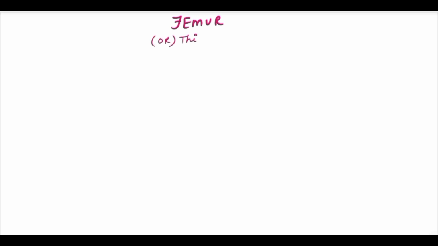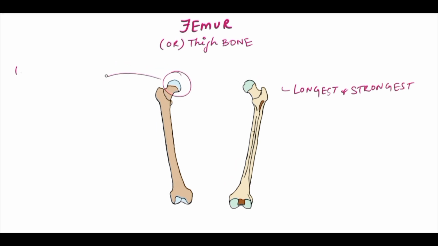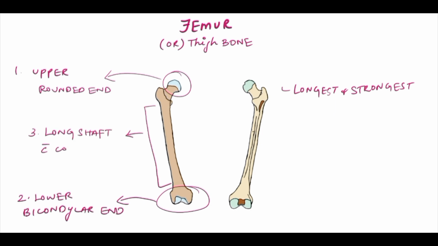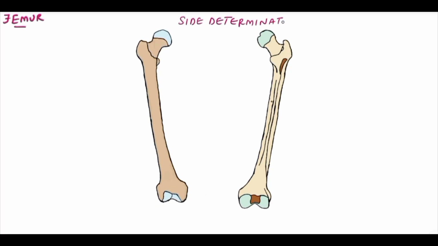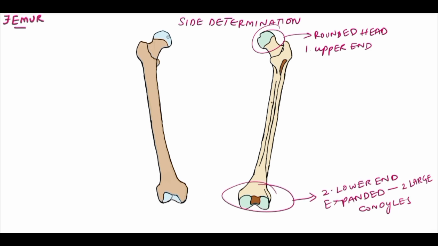Femur, or thigh bone. It is the longest and strongest bone of the body. The femur has an upper rounded end, a lower bicondylar end, and a long shaft convex forward. Side determination: the upper end is a rounded head, and the lower end is expanded to form two large condyles.